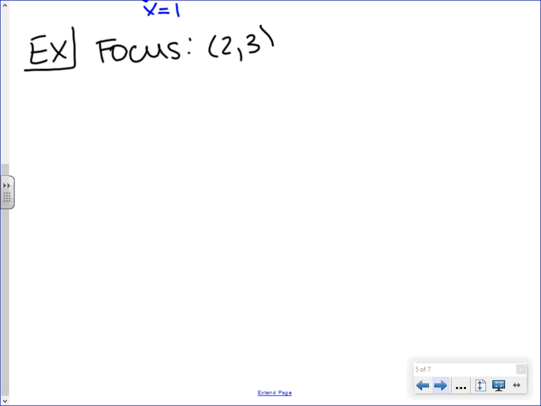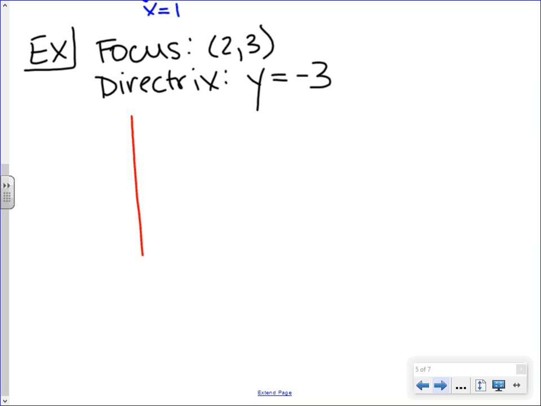Okay, so here is a time where I am not going to give you the vertex. I'm giving you the focus of 2, 3, and I am giving you the directrix of y equals negative 3. Do we have enough information? We'll get there. It'll just take us maybe one more step of work than before. Okay? If you don't have a picture, please draw one.